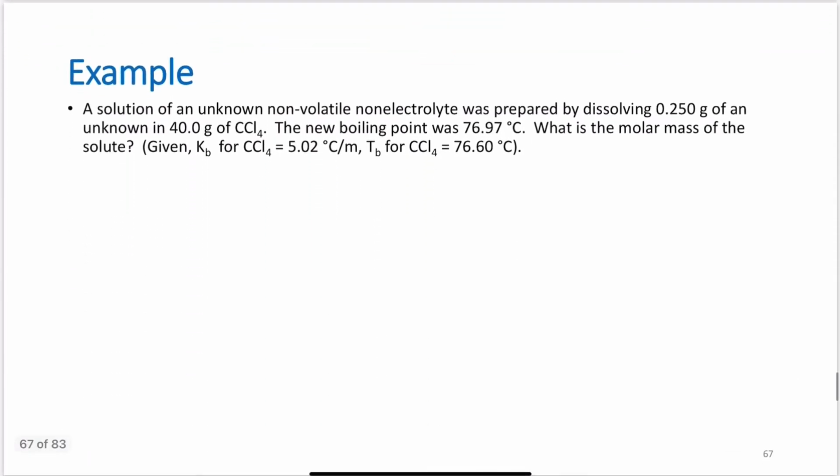Let's go ahead and work an example. A solution of an unknown, non-volatile, non-electrolyte. Non-volatile, non-electrolyte, that is important. Was prepared by dissolving 0.250 grams of an unknown in 40 grams of CCl4, carbon tetrachloride.